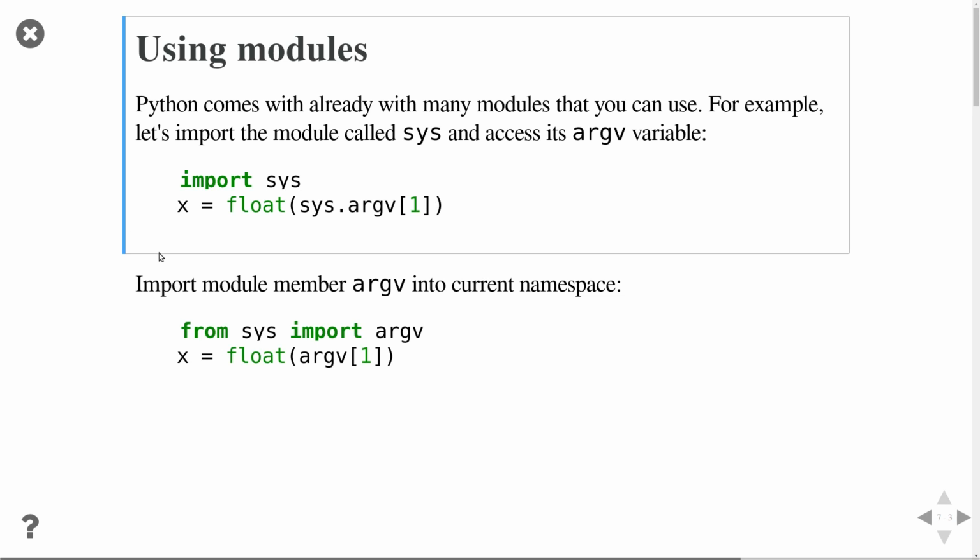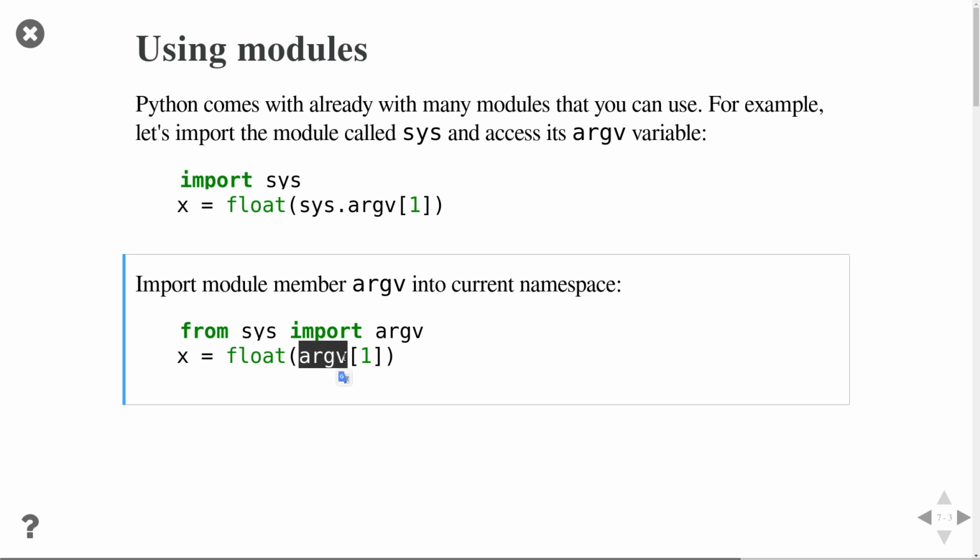There's another syntax that you can use. You can write from sys import argv. After you've done this, you have the argv variable directly accessible in the code. Up here we had to write module name dot variable name. If you use the from sys import argv syntax, then you can just use the variable argv just as if it was a local variable.